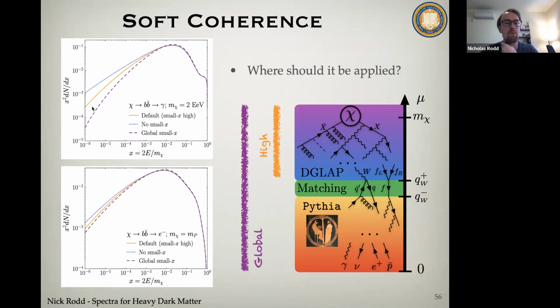So what we did in our paper is we just did it at the high scale, and that's the orange. If we didn't do it at all, we know that's an underestimate. That's what's in blue. And if we do it to everything, we're definitely double counting. That's in purple. So what you can see is that at lower energy fractions, the difference between these is getting larger and larger.